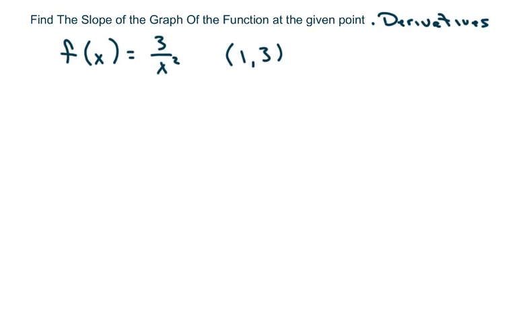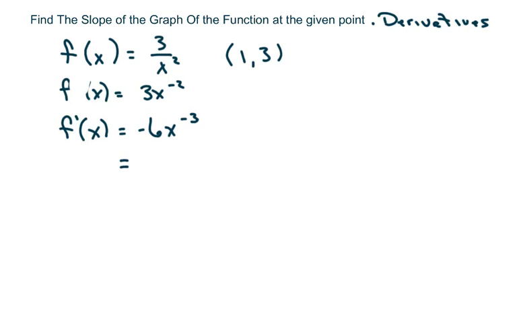So basically we have the derivative of f of x equals 3x to the negative 2. Well, I'm just rewriting it right now. So the derivative of f of x would be negative 6x to the negative 3. So that's going to equal negative 6 over x cubed.